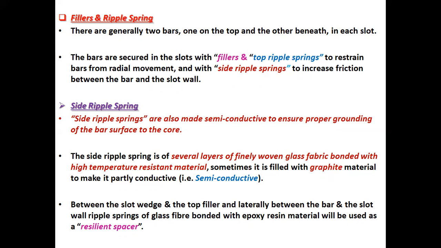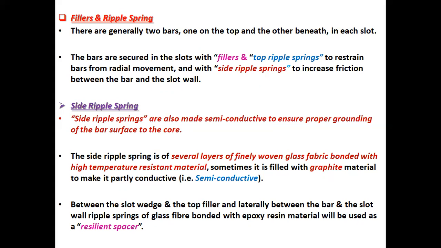Side ripple springs are also made semiconductive to ensure proper grounding of the bar surface to the core. The side ripple spring is of several layers of finely woven glass fabric bonded with high temperature resistant material. Sometimes it is filled with graphite material to make it partly conductive, that is semiconductive type.